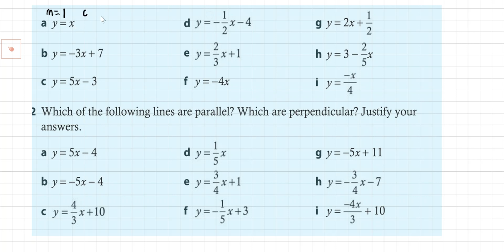What's the c? C is what you add on, yeah? So what do we add on here? 0, isn't it? There's nothing there. So this one is like having 1x plus 0. So let's just have a quick look. So the gradient would be 1. What's the gradient in this one?